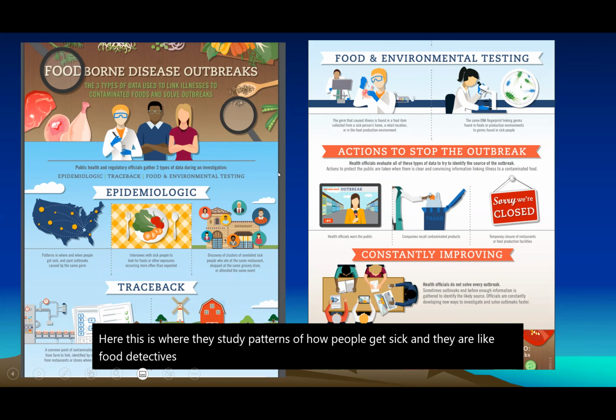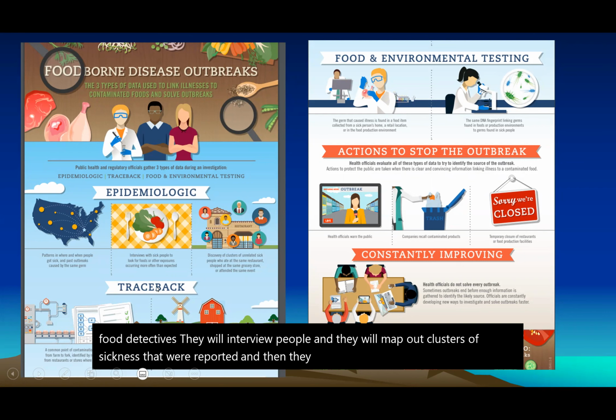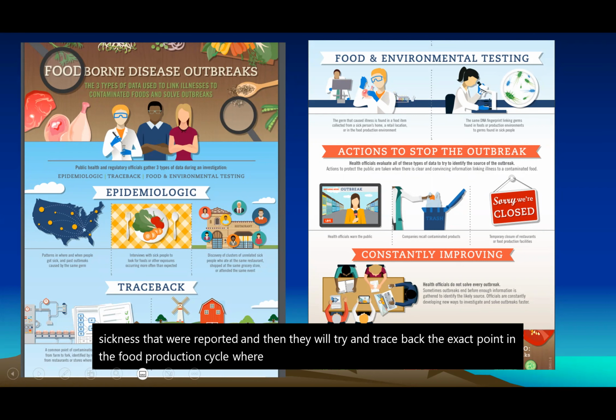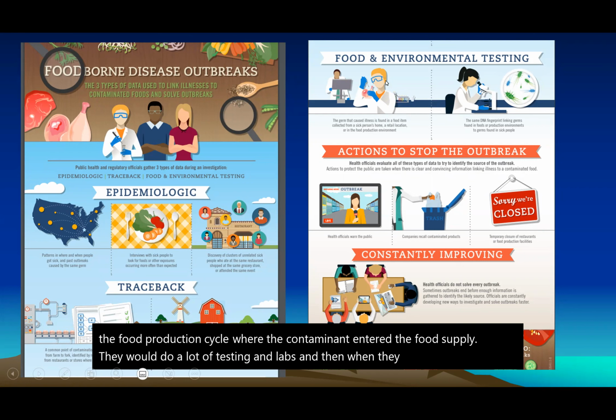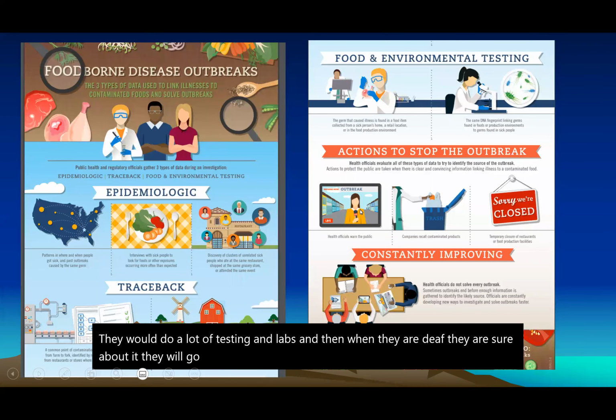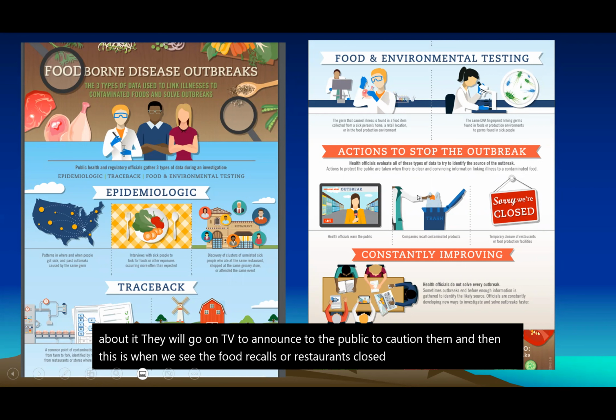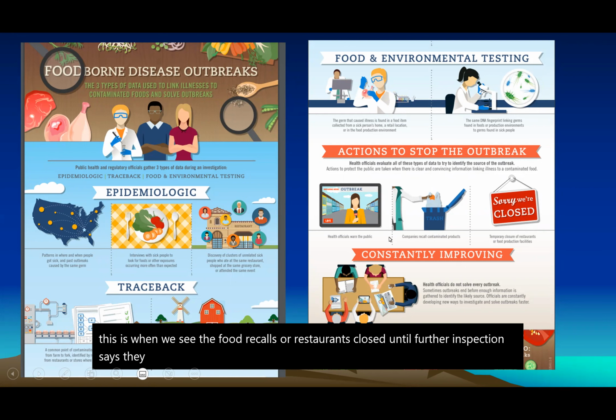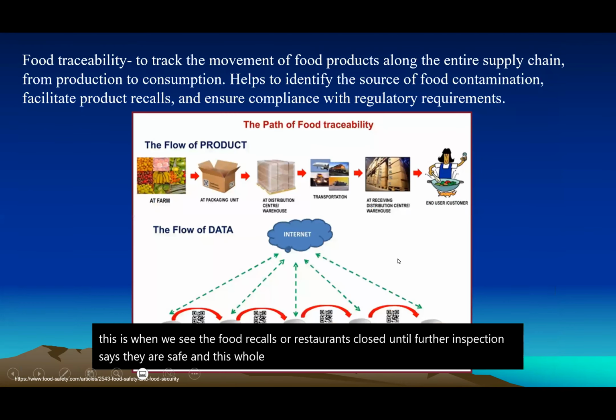They will interview people and they will map out clusters of sickness that were reported. And then they will try and trace back the exact point in the food production cycle where the contaminant entered the food supply. They would do a lot of testing in labs. And then when they are sure about it, they will go on TV to announce to the public, to caution them. And then this is when we see the food recalls or restaurants closed until further inspection says they are safe. And this whole process is constantly improving.